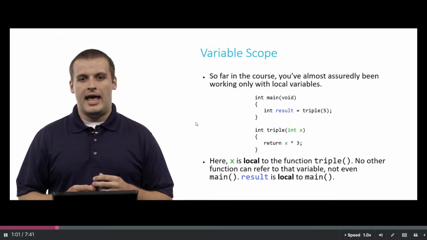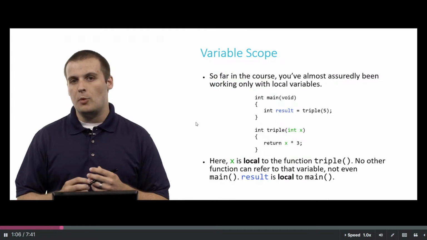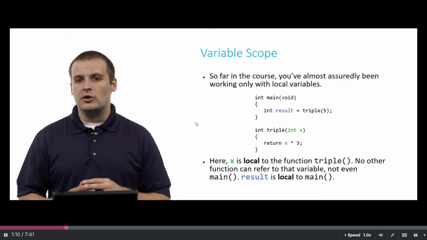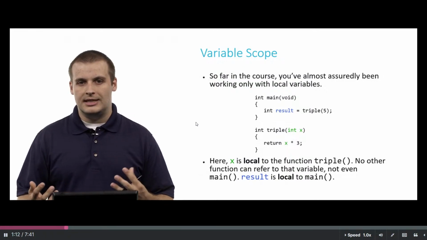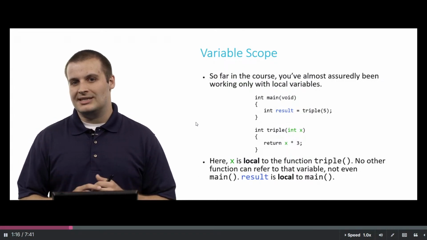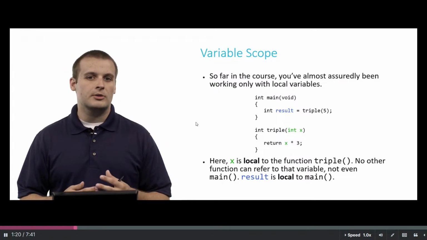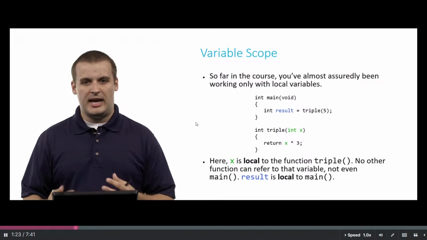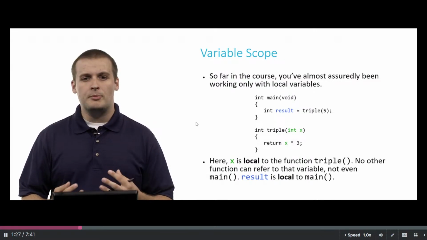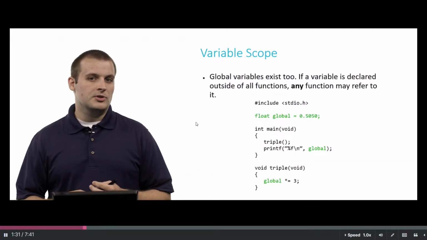In this case, x, which I've colored green just to highlight the locality or the scope of that variable, is local to the function triple. Main cannot refer to x at all. It doesn't know what it is. No other function, in fact, if we had additional functions in here, could refer to x. Similarly, result, which I've colored blue, is local only to main. Only main knows what the variable result is. Triple cannot use it. Now, as I mentioned, global variables do exist.